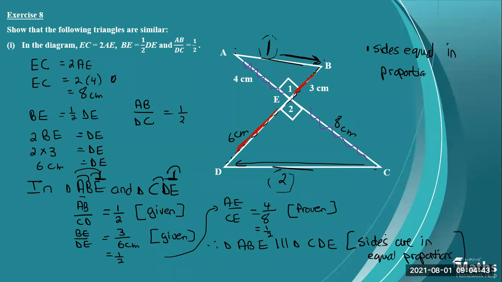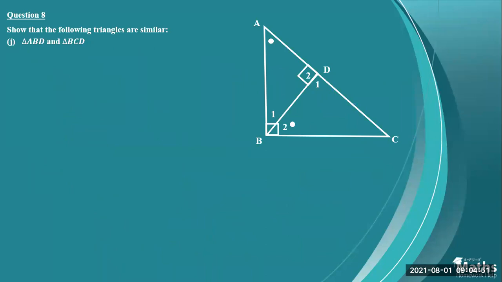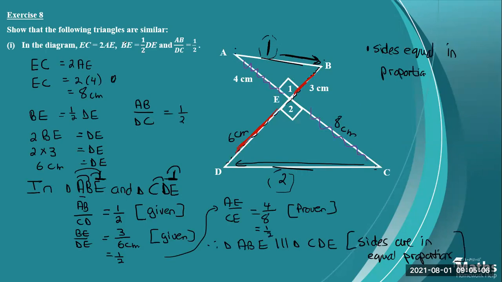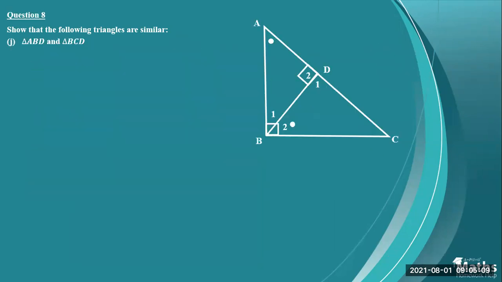You can say the sides are equal in equal ratios. This one: show that these triangles are similar. So I decided to use these three examples because it's slightly different. The previous one, we worked with the three sides, and now we're going to work with the actual angles.